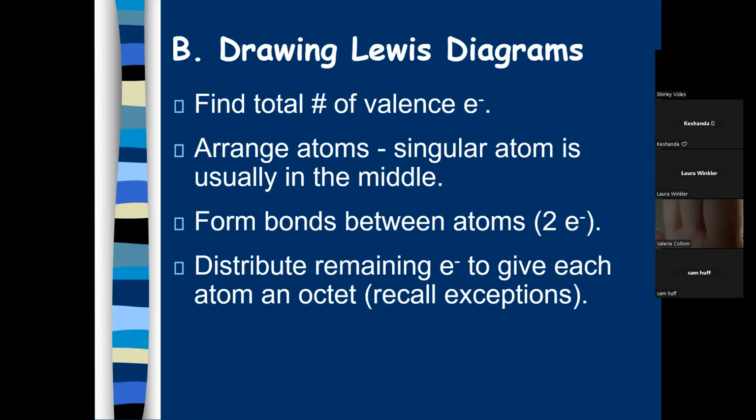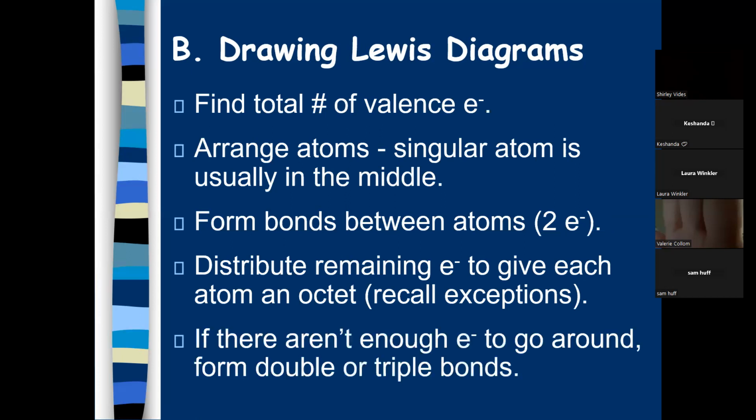Number 4 is to distribute the remaining electrons so that you give each atom an octet. And that is if you have enough. If you don't have enough, then you need to form double or triple bonds. Okay?